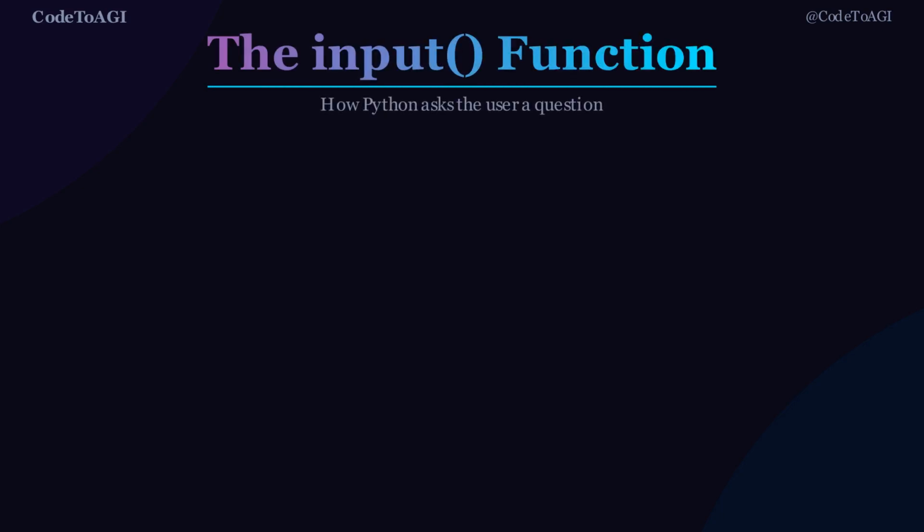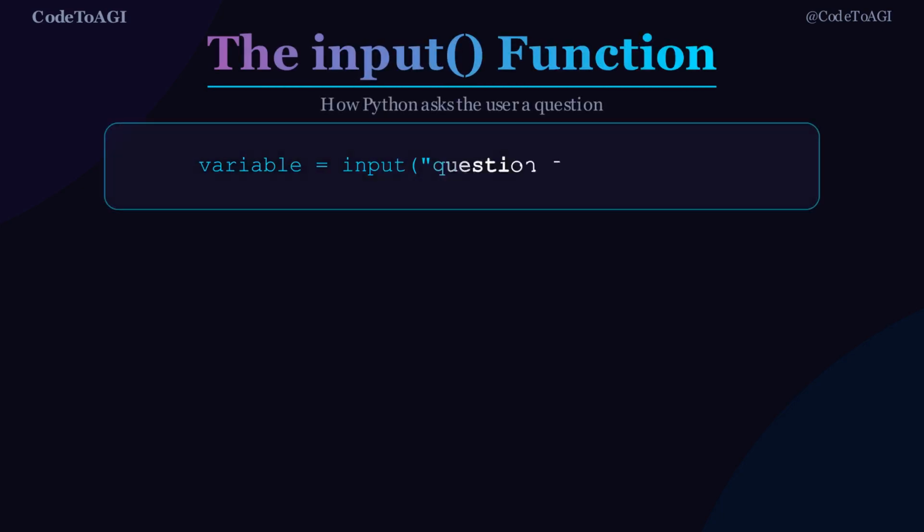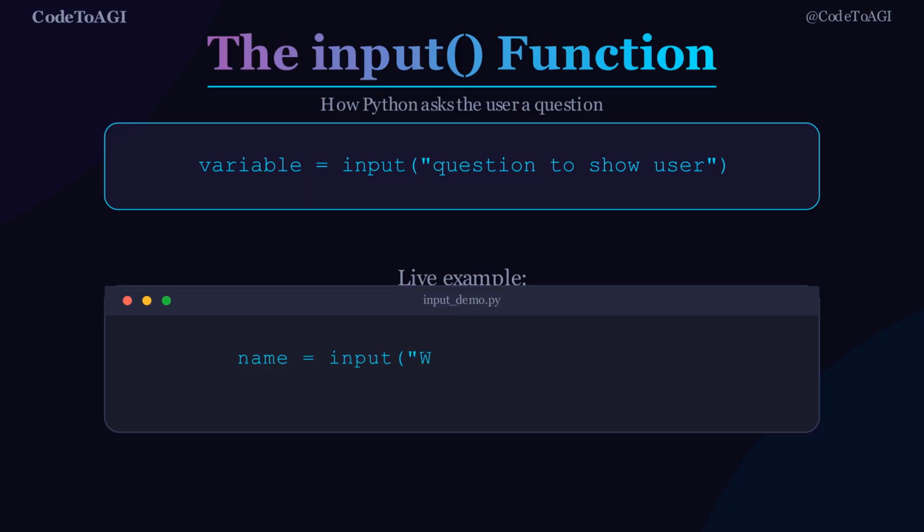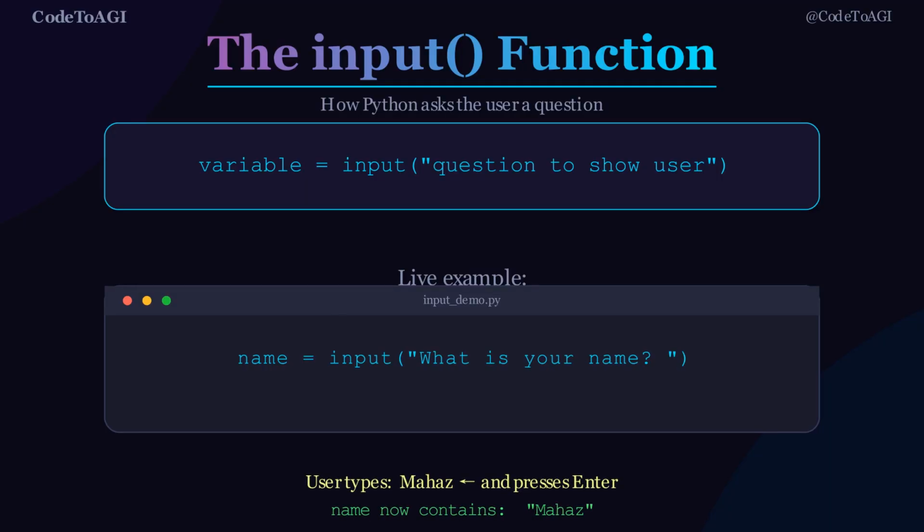The input function is how Python asks the user a question. The syntax is simple. Variable equals input, then in quotes, the question you want to ask. When Python runs this line, it stops. It prints your question on the screen. It waits. The user types their answer and presses enter. Python takes whatever they typed and stores it in your variable.